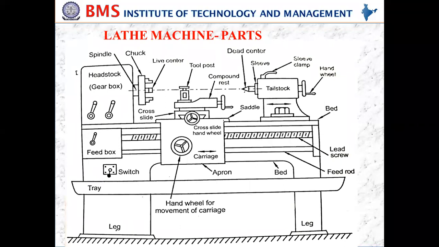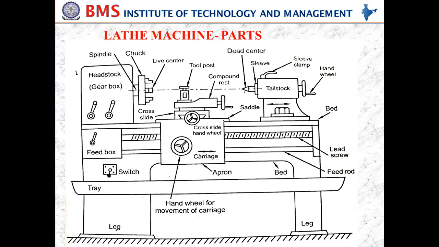Okay. So it is provided with a live center or chuck, which is used to support one end of the workpiece. Generally, this chuck is used to support one end of the workpiece while it is being rotated, so that the workpiece is held in the chuck.